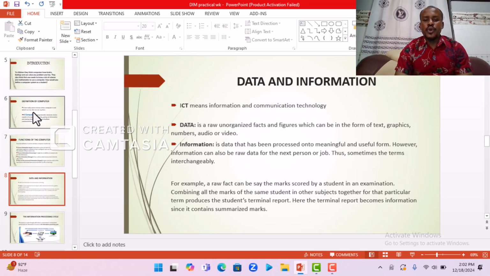For example, a raw fact can be the marks scored by a student in an examination. Combining all the marks of the student in other subjects together for the particular term produces the student's terminal report. Here the terminal report becomes information since it contains summarized marks.